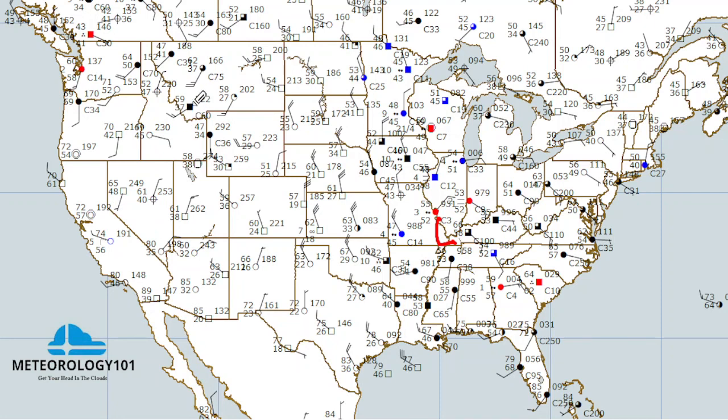Same thing with the highs. The winds go clockwise around the high, and then out of the high. So your wind shifts, the isobars are not going to be exactly parallel with the wind barbs on the station plot every time.